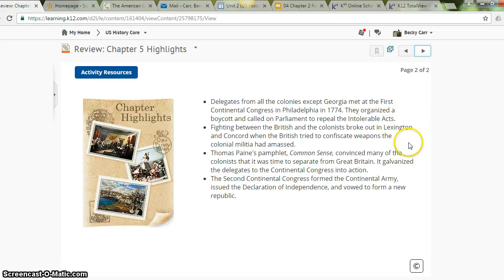Fighting between the British and the colonists broke out in Lexington and Concord when the British tried to confiscate weapons the colonial militia had amassed. Thomas Paine's pamphlet, Common Sense, convinced many of the colonists that it was time to separate from Great Britain. "'Tis time to part." Remember, that's the famous quote, "'Tis time to part." It galvanized the delegates to the Continental Congress into action. The Second Continental Congress formed the Continental Army, issued the Declaration of Independence, and vowed to form a new republic.